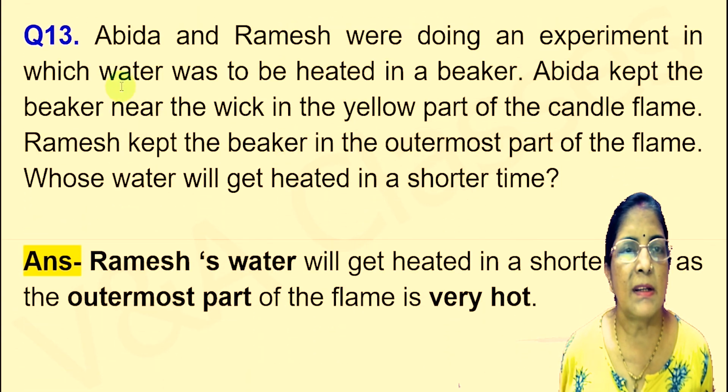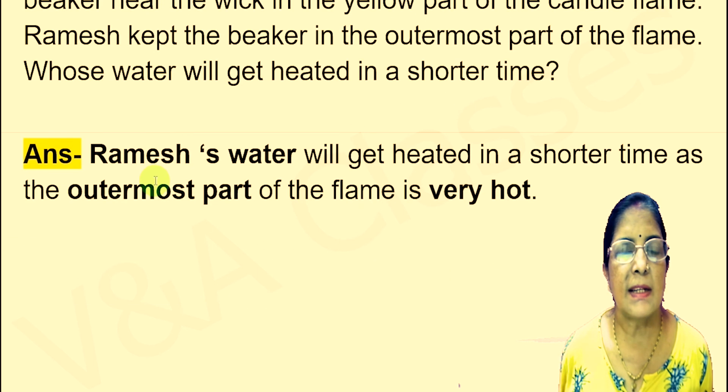Now question number 13. Abida and Ramesh were doing an experiment in which water was to be heated in a beaker. Abida kept the beaker near the wick in the yellow part of the candle flame. Ramesh kept the beaker in the outermost part of the flame. Whose water will get heated in a shorter time? Answer, Ramesh's water will get heated in a shorter time as the outermost part of the flame is very hot.